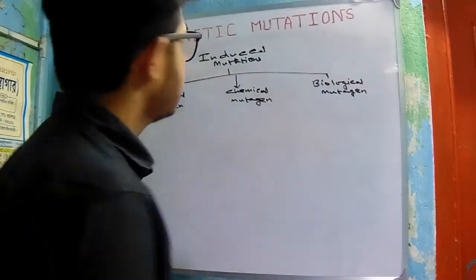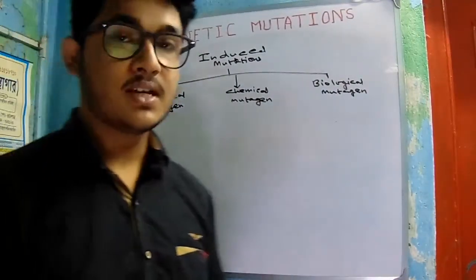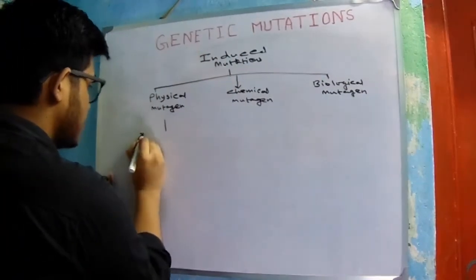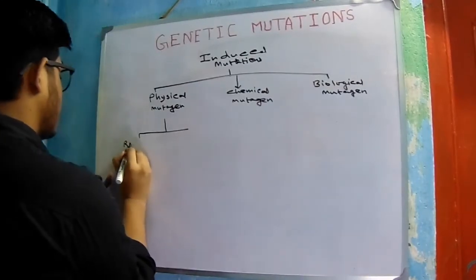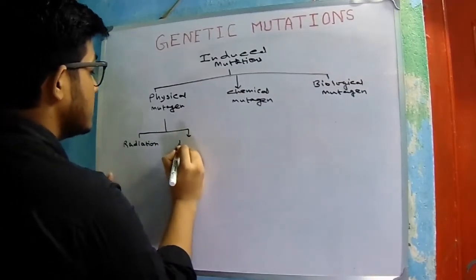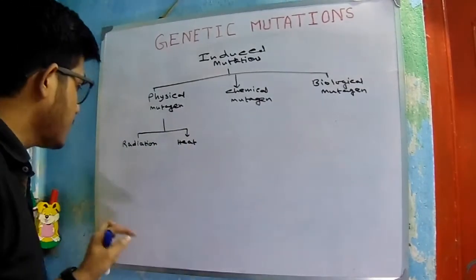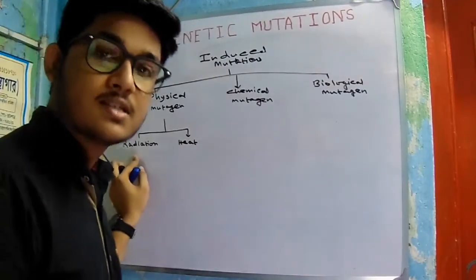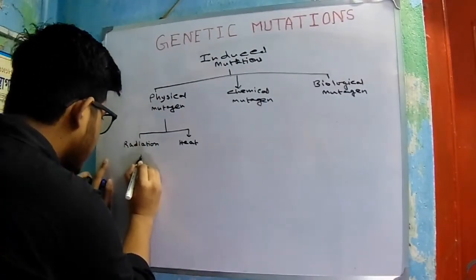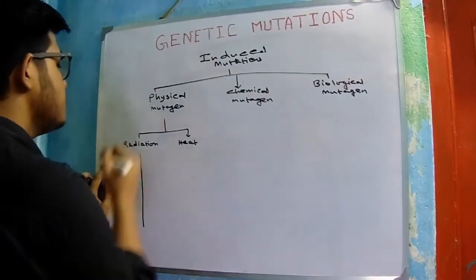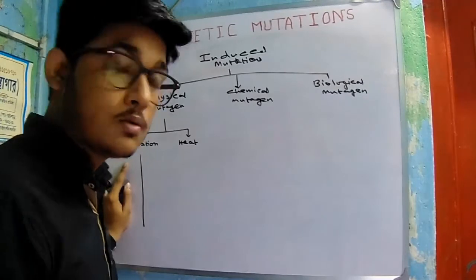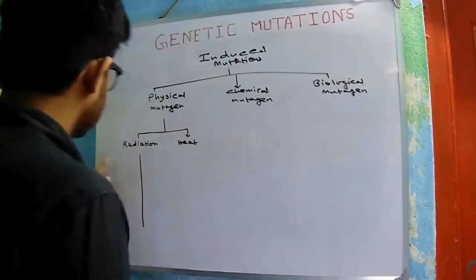The first one is physical mutagen. Physical mutagens are basically radiations and heats. So we will write down radiation and heat. Most of the radiations like X-rays, gamma rays and UV radiations are responsible for physical mutagenesis, and these kind of radiations are also called physical mutagens.